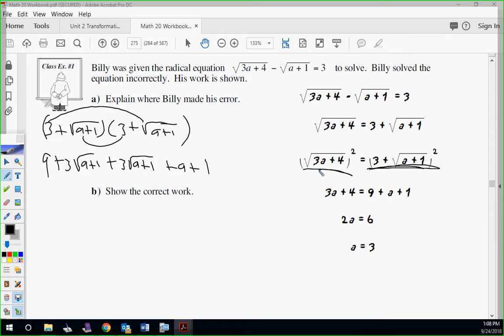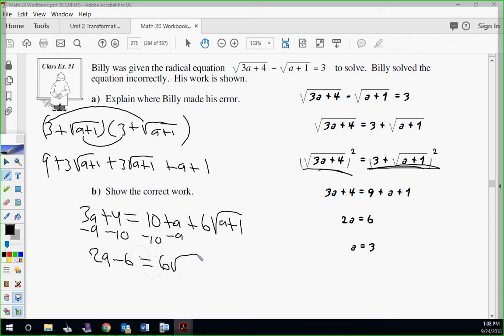We have the correct work right here, so let's figure it out. We have 3a plus 4 over here. That's the left side. The right side is 9 plus 1, let's put it 10, plus 1a plus 6 root a plus 1. We need to isolate the radical again, so we're going to minus the 10 and minus the a. Our left side is going to be 2a minus 6 equals 6 root a plus 1.